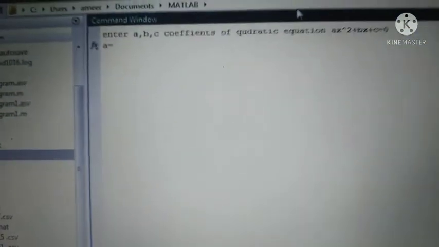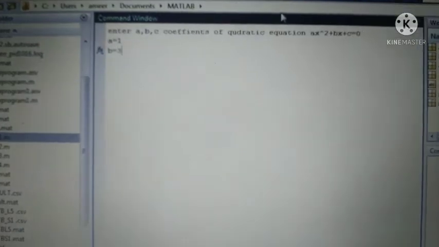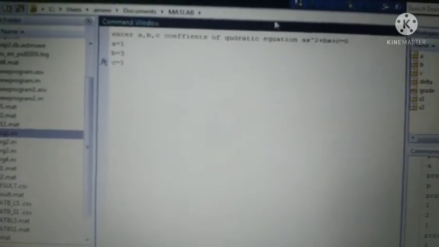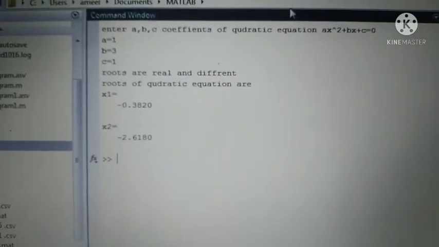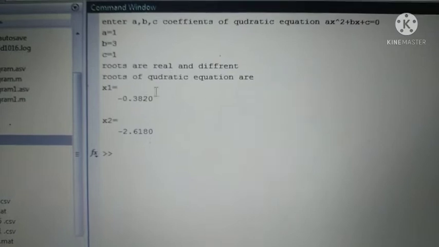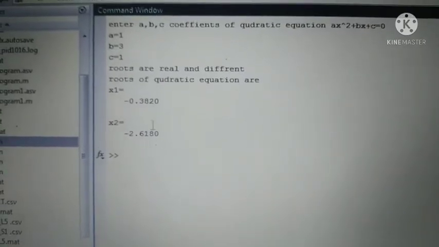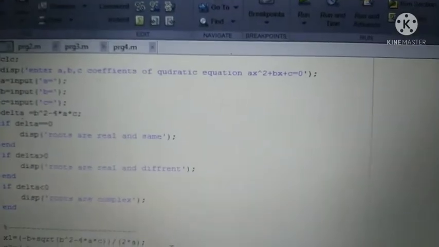This time I'll give the values 1, then 3 and 1. So what happens? B square minus 4AC will become greater than 0. Here I got roots are real and distinct. See, the roots are real and they are different. Next we will go for the third run.